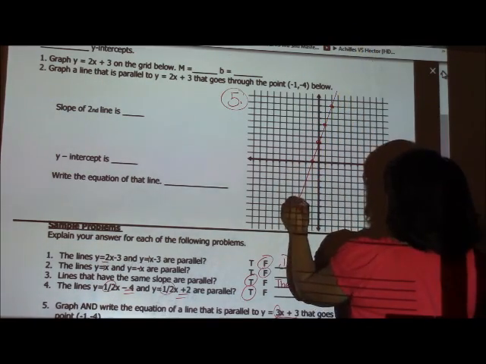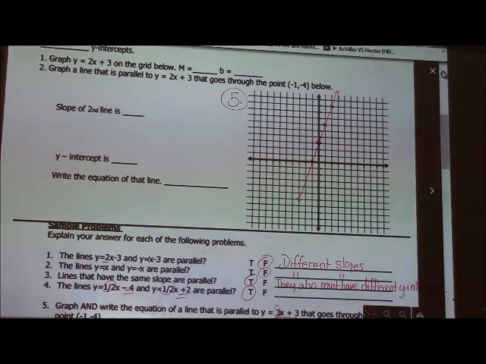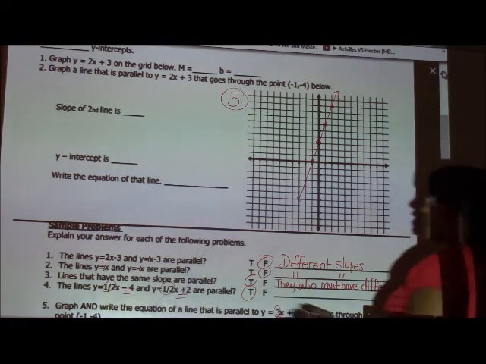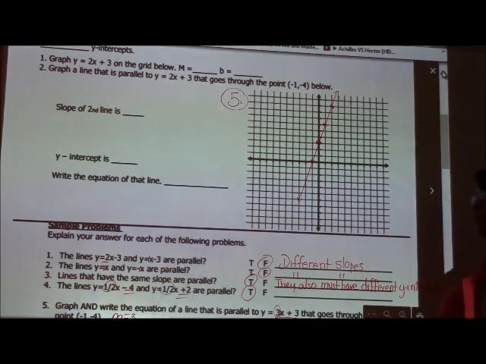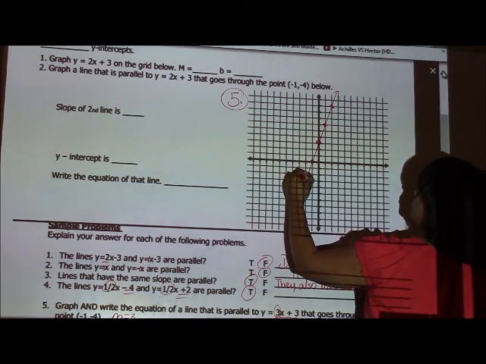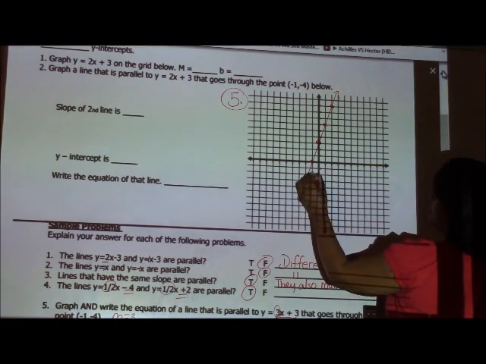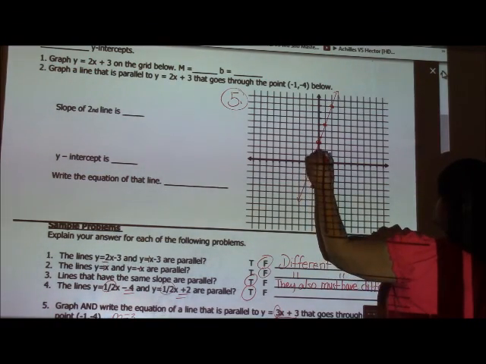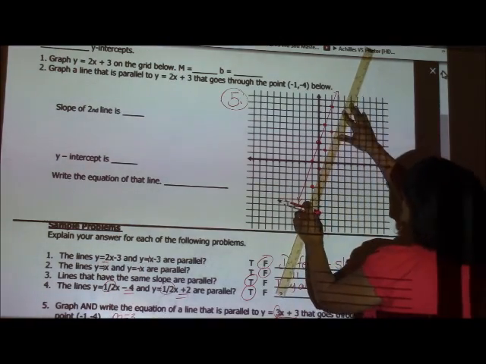We want to graph the line that is parallel to this. So what does the slope of that line have to be? 3? I agree. Same slope, m equals 3. And we want to cross through -1, -4. So we go left 1 and down 1, 2, 3, 4. And then we're going to use our slope of 3, rise 3, run 1. And we draw the second line.